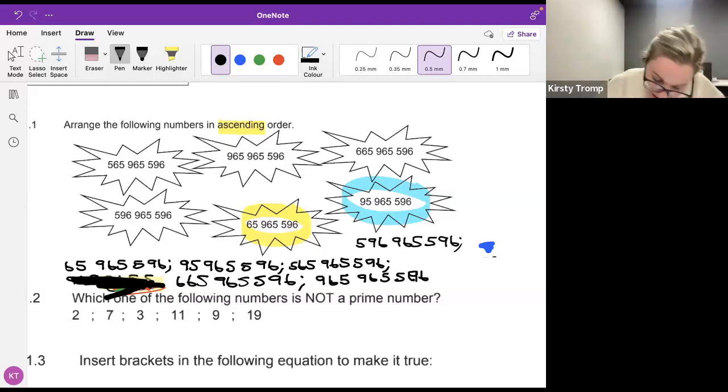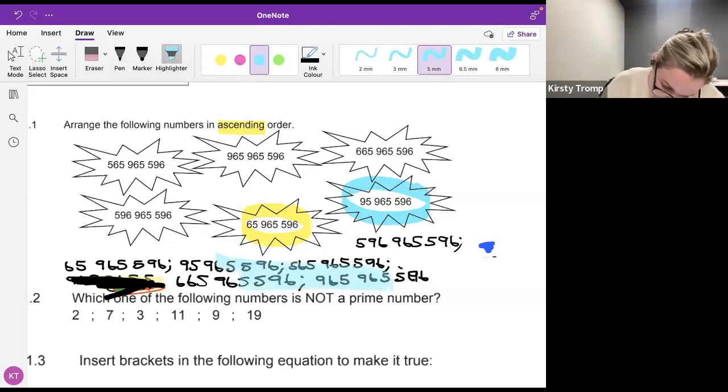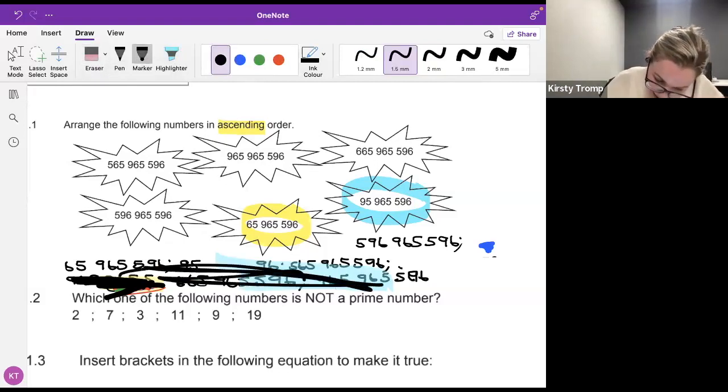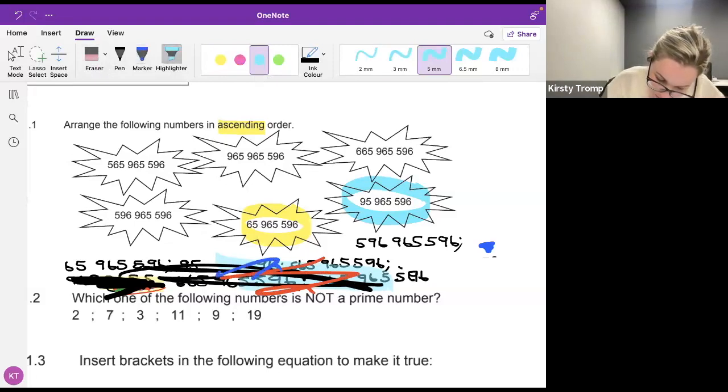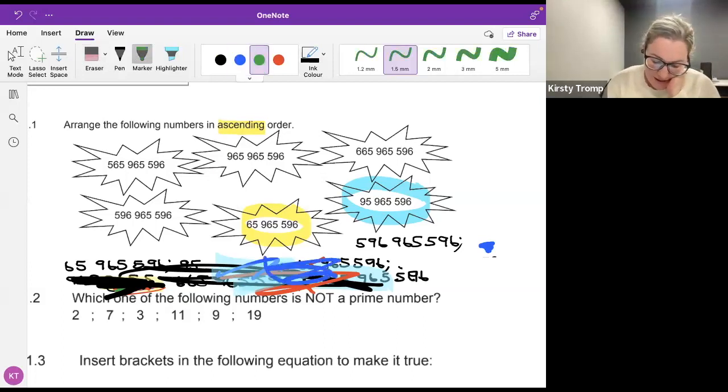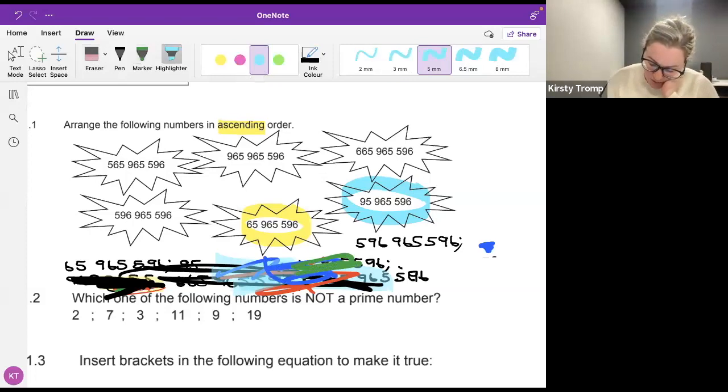Okay. Now, while I'm trying to erase it all, is there anyone who maybe picked up a pattern with all of those while we were busy doing them? Anyone who maybe picked up a pattern, a cheat way, an easier way to do them?